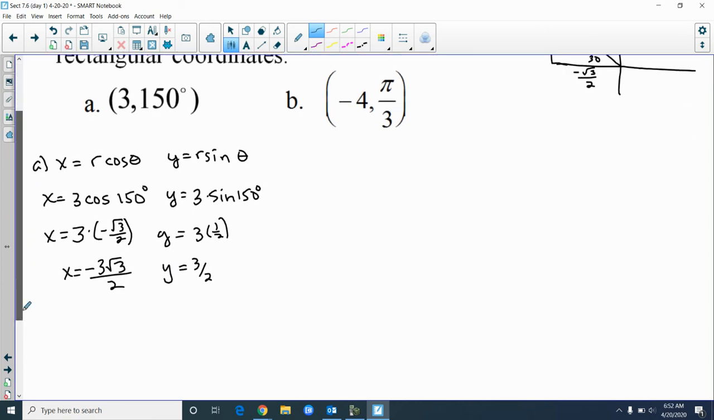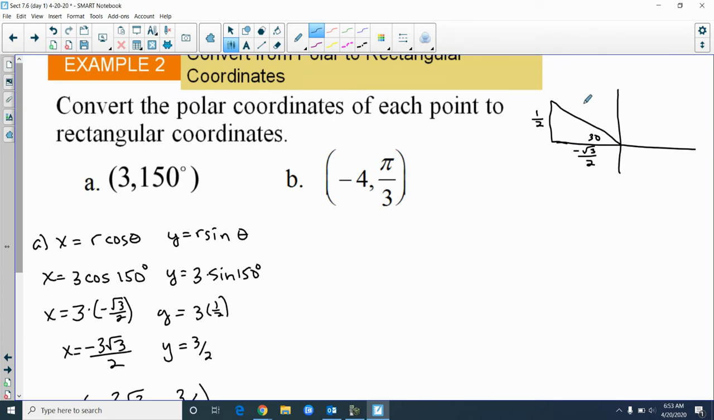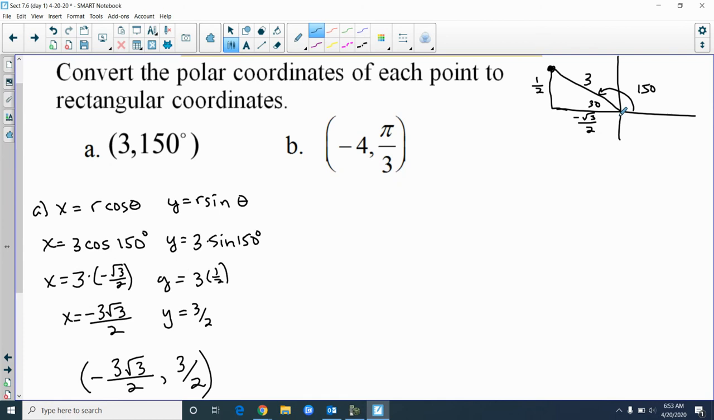Now I can list this as an ordered pair. So the rectangular coordinates are negative 3 square root of 3 over 2, comma, 3/2. Well, not a very nice point, but there's nothing we can do about that. Those points are equivalent. If that is a radius of 3, that point right there, and this is an angle of 150, to get there using x, you would have to have a negative x coordinate because we're in quadrant 2 and a positive y coordinate. So that makes sense.